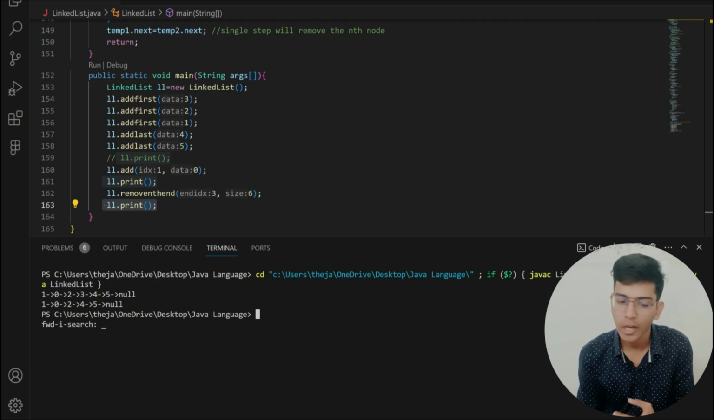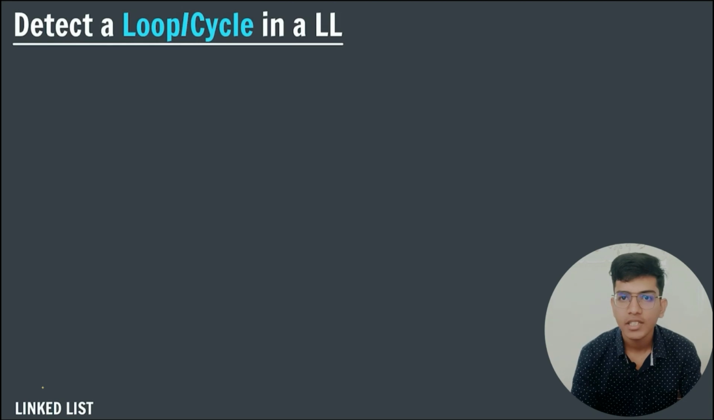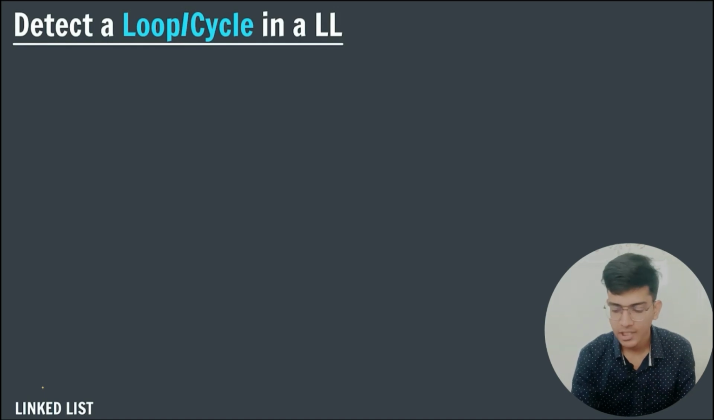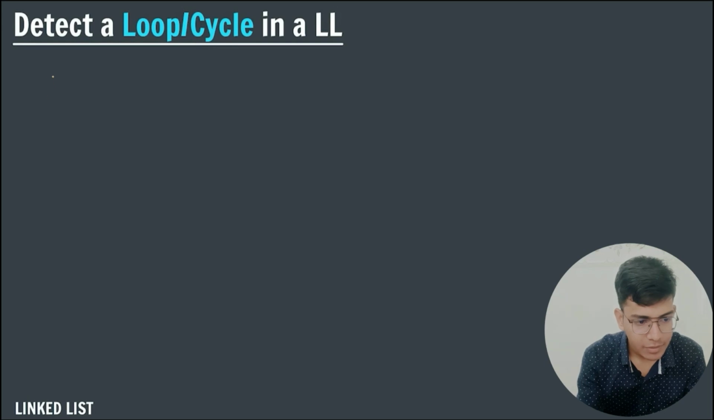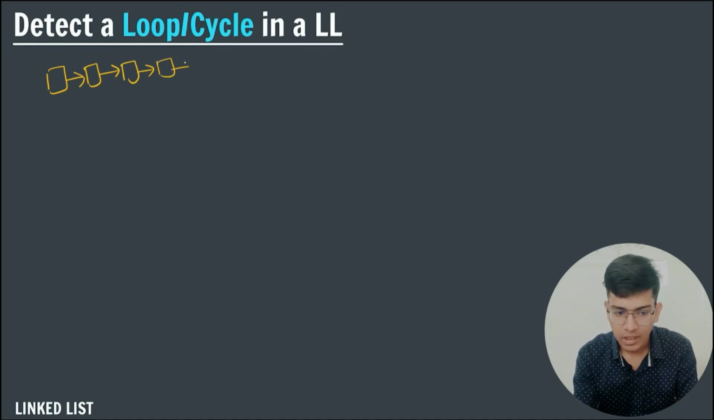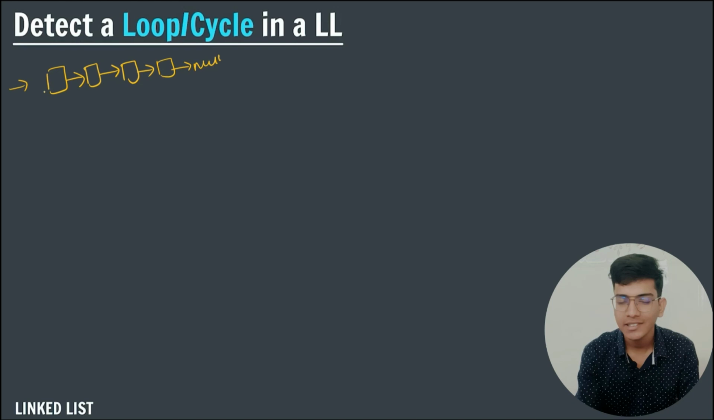Now let us talk about how we can detect a cycle in our linked list. Before that, let us talk about what a cycle is. Let us consider that this is my linked list. Up to now we have studied that a linked list has data and next, and the last next will point to null. This is known as my single linked list, which has some data and some next.